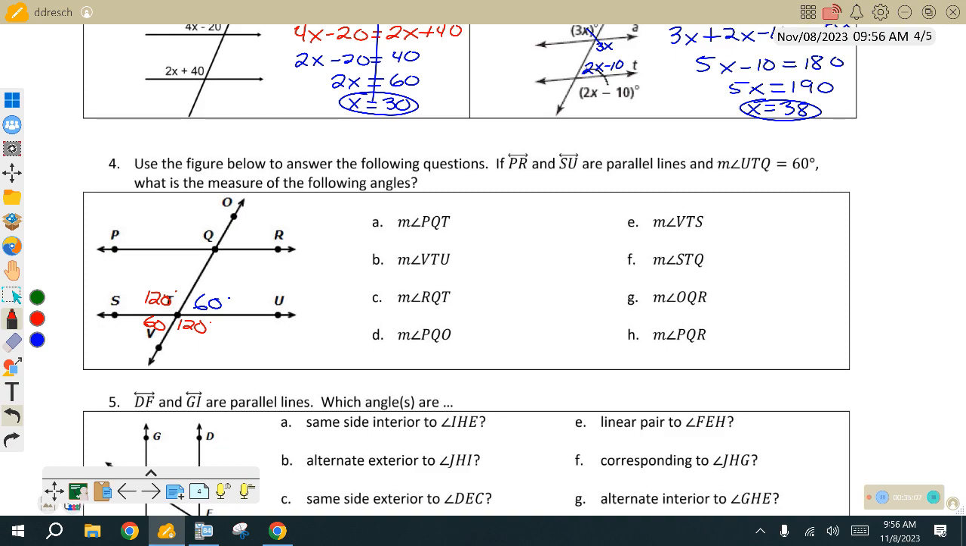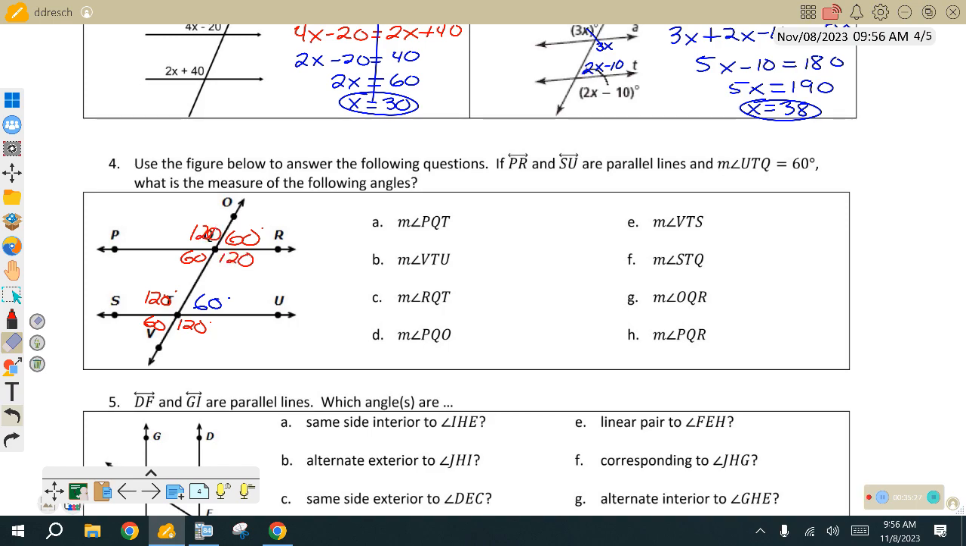What do, I don't know, let's do a corresponding. If that's 60, which one's going to be 60 up there? Right, 2's going to be my 60. That's my corresponding, isn't it? So I'm going to carry that 2 as 60, and then you can play that vertical linear pair game all over again.